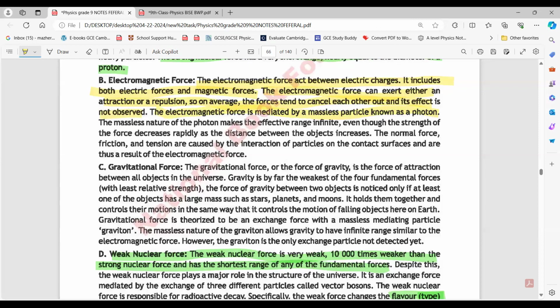The massless nature of photons makes the effective range infinite, even though the strength of the force decreases rapidly as the distance between the objects increases. The normal force, friction, and tension are caused by the interaction of particles on the contact surface, and thus are a result of the electromagnetic forces.